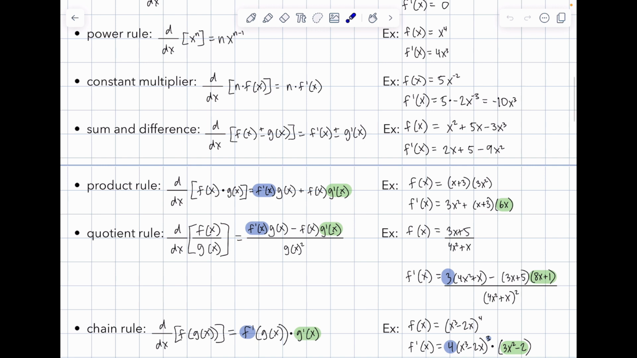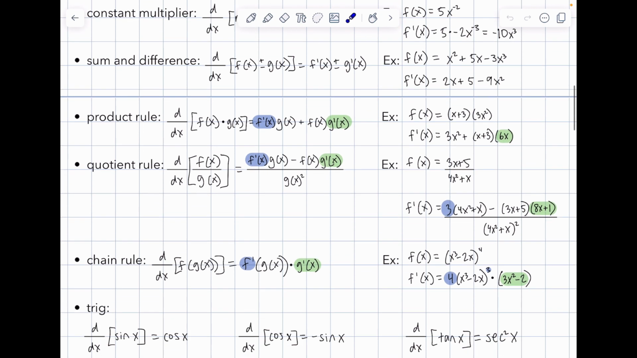And so with sum and difference, when you're taking the derivative of functions that are being added or subtracted, you just take the individual derivatives of each function and add or subtract them normally. So here, if you have the function f of x equals x squared plus 5x minus 3x cubed, you just take these individual derivatives and add or subtract them based on what the problem says. So f prime of x here is 2x plus 5 minus 9x squared.